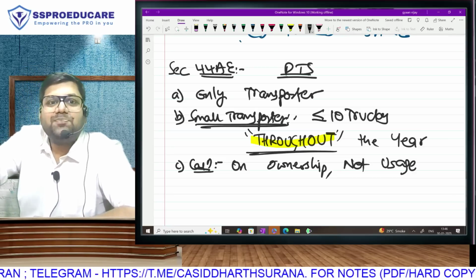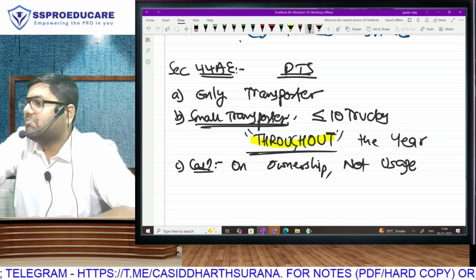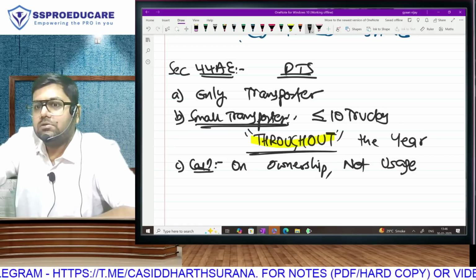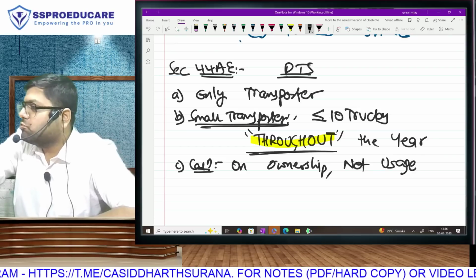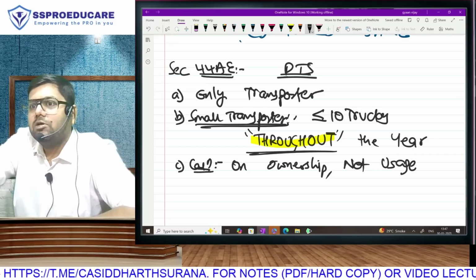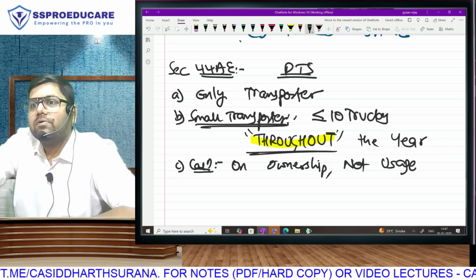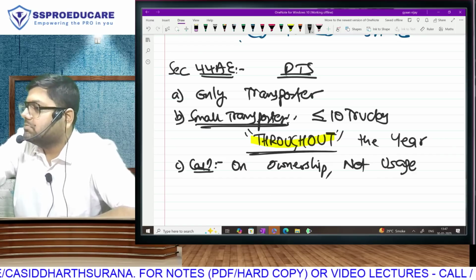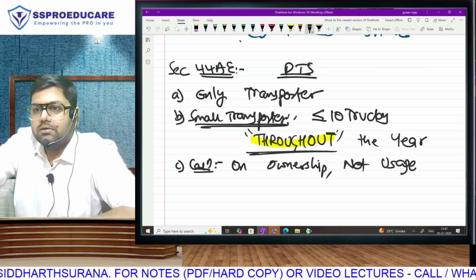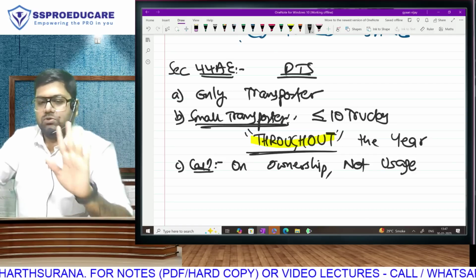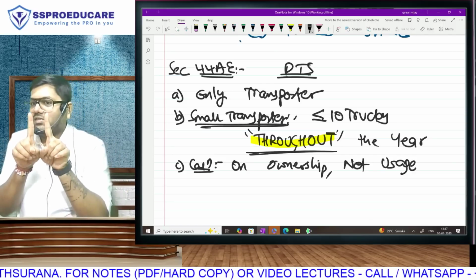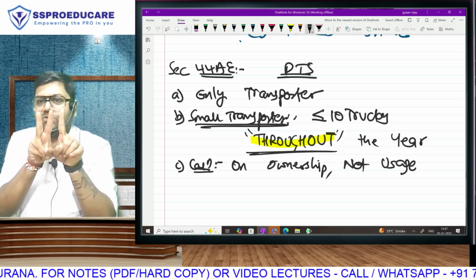The calculation is dependent on ownership of trucks, not on the basis of usage of trucks. I have 2 trucks. One I use daily, the other I keep as a spare, locked, and will use in an emergency. Income will be calculated for both, assuming that both are generating income. You understand?